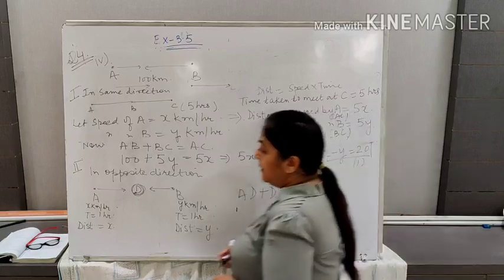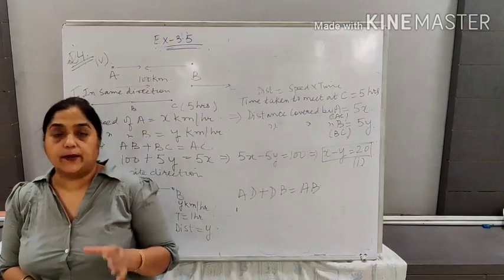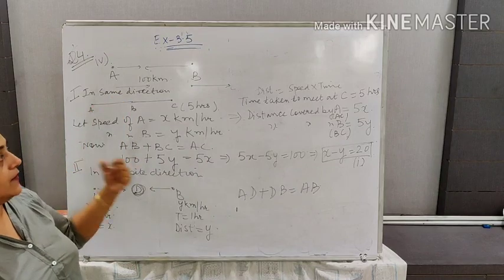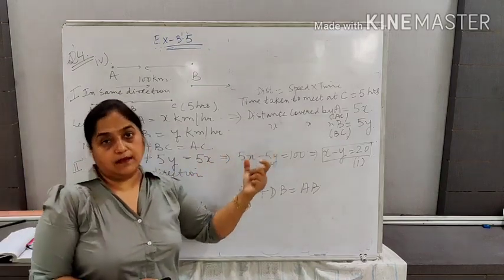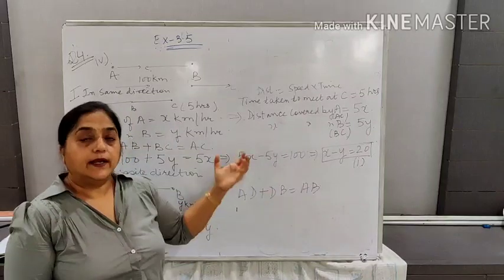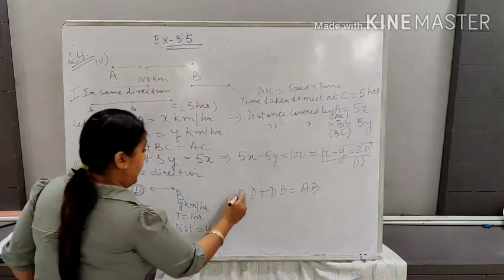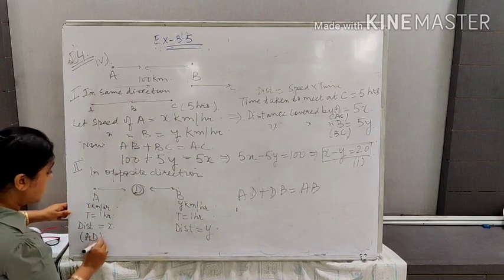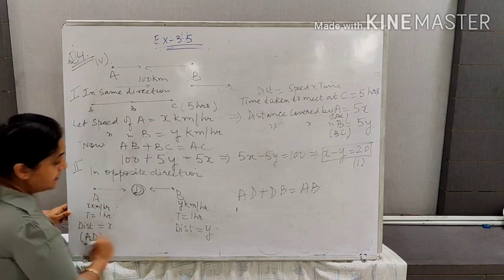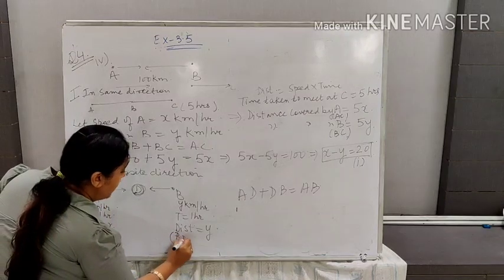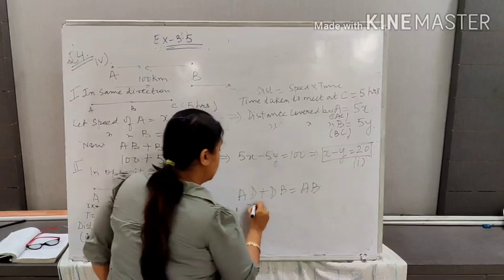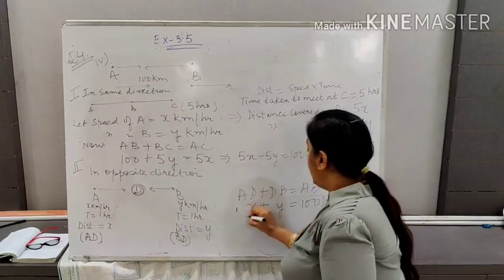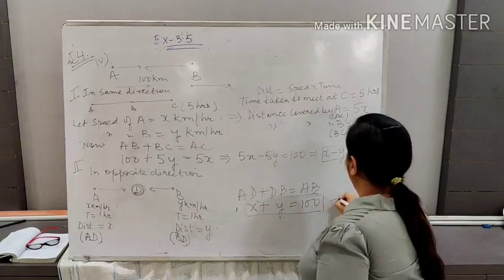Why am I taking the relation of distance? Because the distance between A and B is given to me. That is 100 kilometers. So that is why I have converted the time and the speed equation into the distance one. So distance by A is AD, and distance by B is BD. So it is x plus y is equal to 100. This is your second equation.